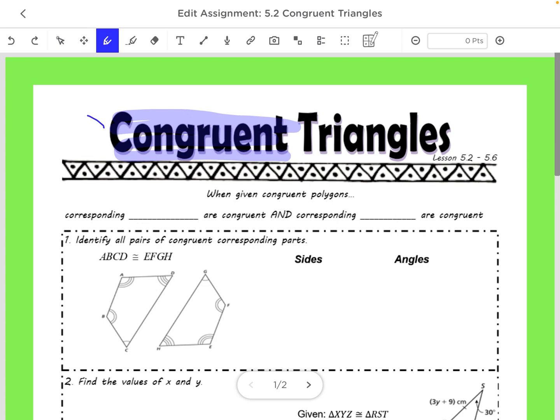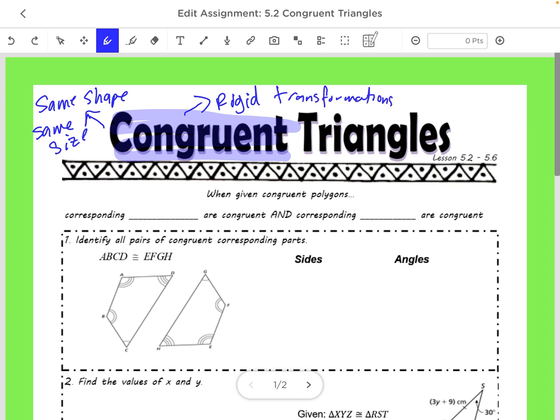Congruent, remember, means same shape and same size. So we don't change anything when it is congruent. All we do is just move it around. We might flip it around like this or reflect it like we talked about. So congruent are rigid transformations.